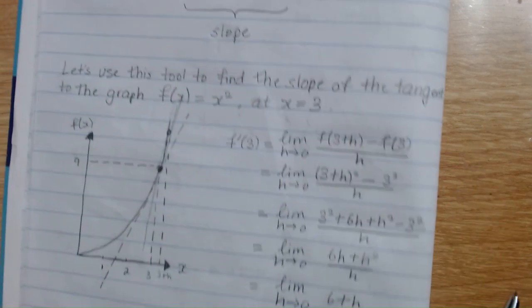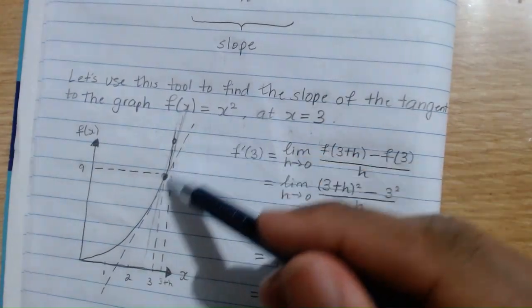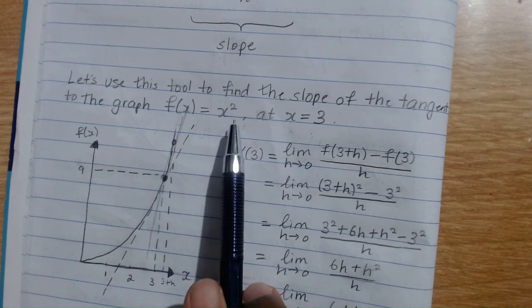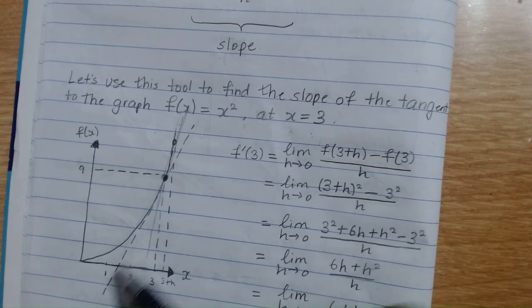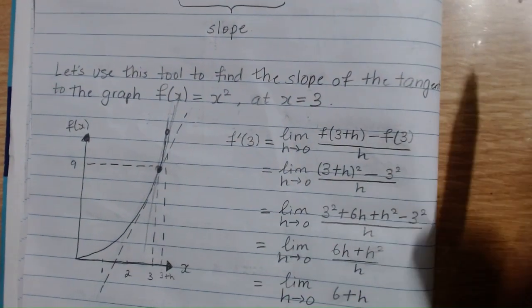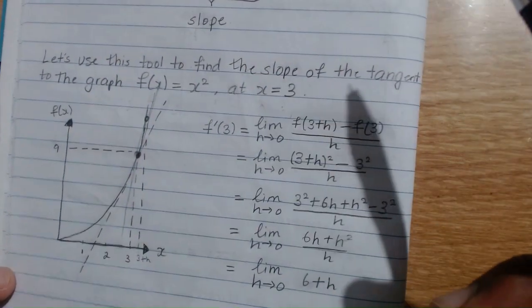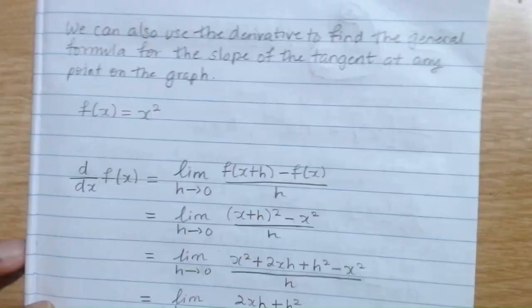And that is indeed the slope of this tangent line. The slope of the tangent line of f of x equals x squared at x equals 3 is 6. The slope of this line is 6. That's it. That's what the derivative actually helps us to do. It's nothing but the slope of the tangent line at a specific point on a graph.